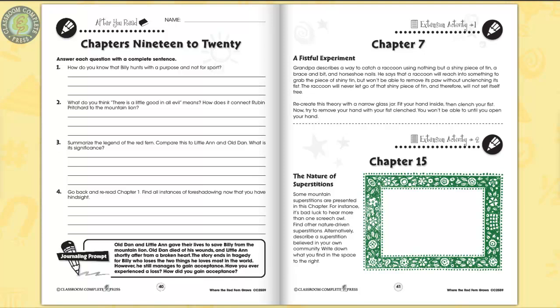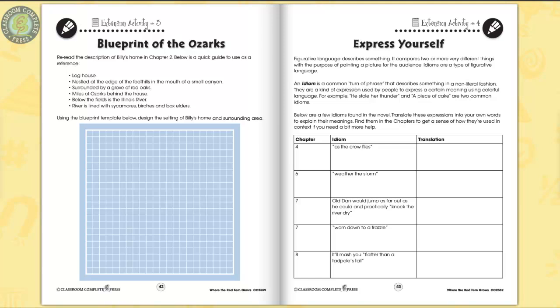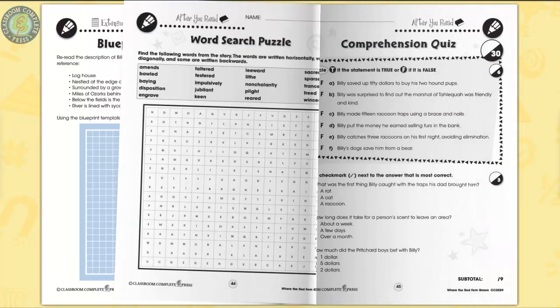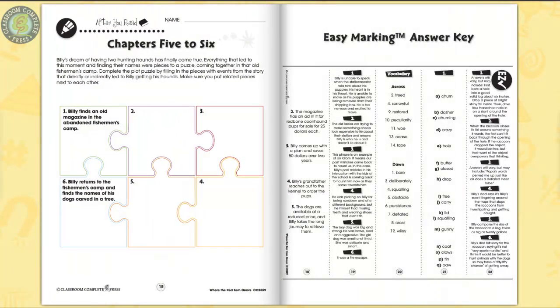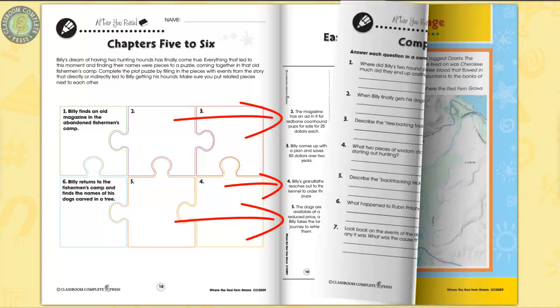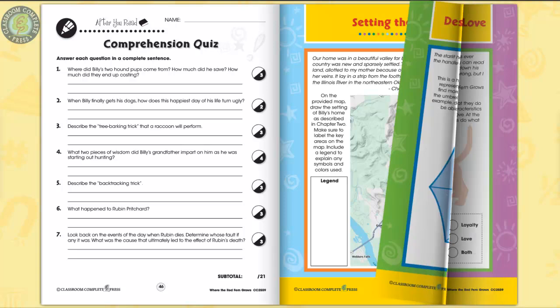Supplement an existing unit with in-depth writing tasks, such as translating idioms found in the novel into your own words. A word search puzzle and comprehension quiz ends the unit. The easy marking answer key works by lining up perfectly with the matching question pages. 3 color posters, which are graphic organizers, completes the resource.